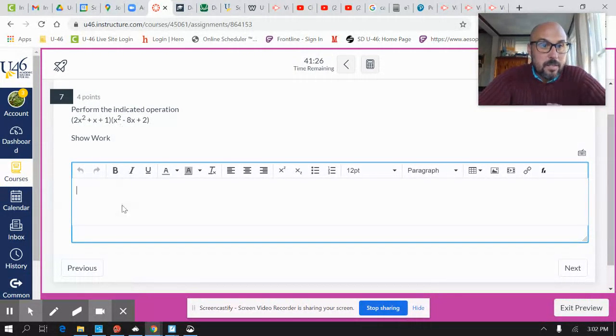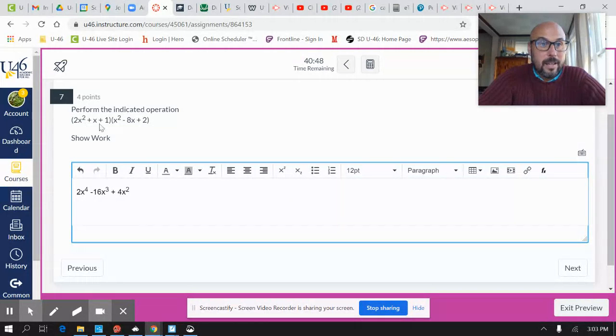2x squared times x squared is 2x to the 4th. Because you take 2 times 1, which is 2, and x squared times x squared gives you x to the 4th. Now 2x squared times negative 8. Well, 2 times negative 8 is negative 16, and x squared times x is x to the 3rd. And then 2x squared, again, times 2. Well, that's just 4x squared.